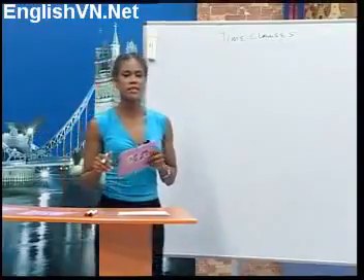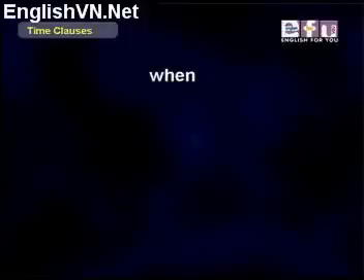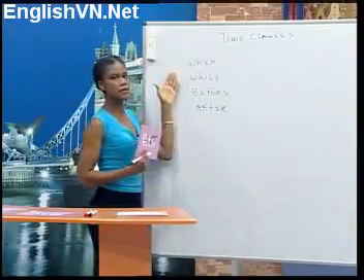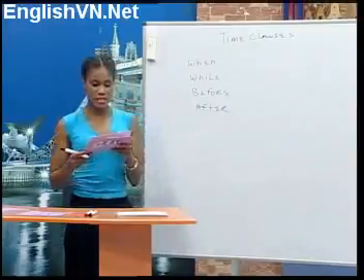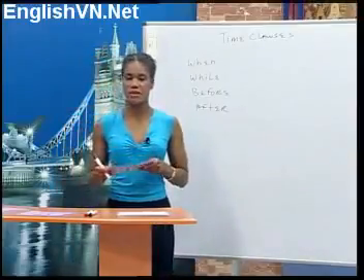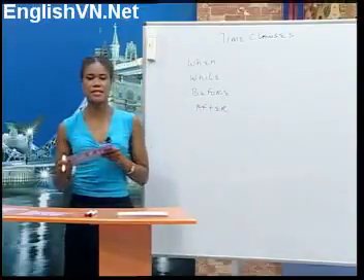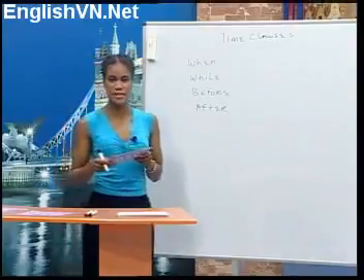A time clause begins with words such as when, while, before, and after. So when, while, before, and after. In a sentence with a time clause, there is usually a main clause too. Many different tenses can be used in sentences with time clauses. We will look at two types of these sentences.